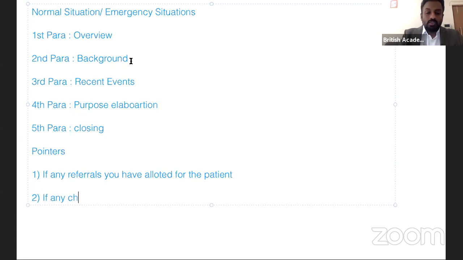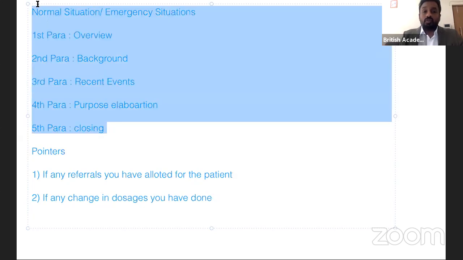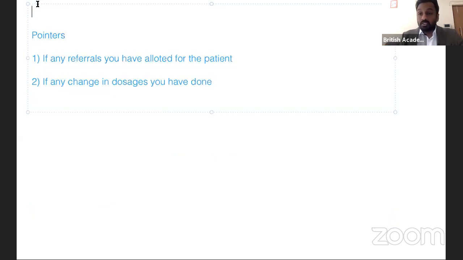Second one, any change in dosages you have made for the patient. Okay. Now, for example, a patient was having a regular medication, but later you have changed some doses, some dosages were changed. That information is always important in these letters.